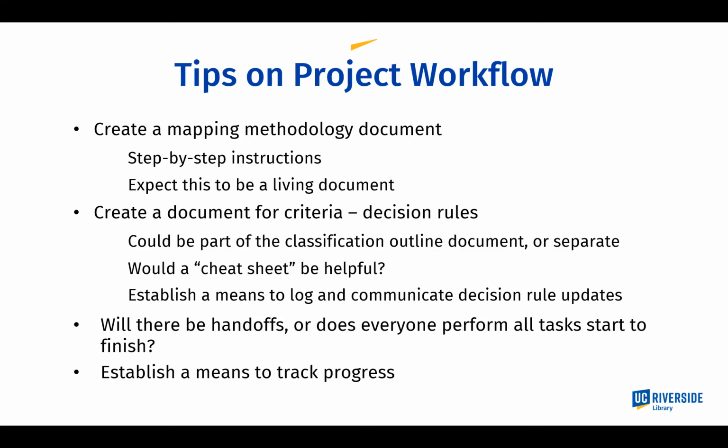You'd also want to create a document for criteria or decision rules, or how do we decide if this is a this versus a that, that kind of a thing. This could be a separate document, or maybe you would want to append it to your classification outline, whichever way works best for you, depending on how complicated it is. But sometimes your decision rules can get pretty lengthy and pretty like if this, then that, but then another if this and this, then it would be this, and then, or maybe that, so it can get really complicated and a lot to read through.